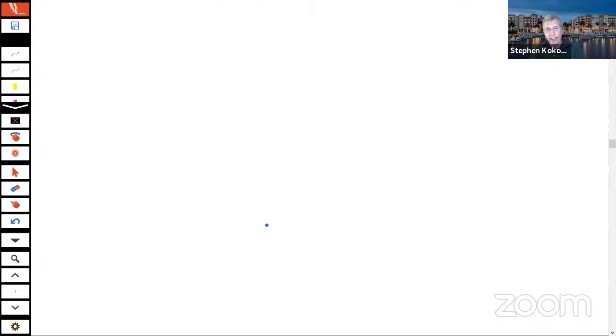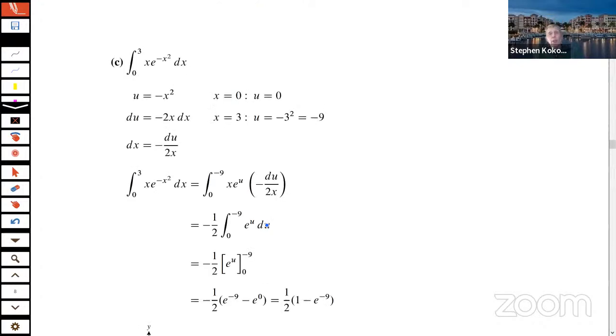Where'd it go? Here it is. The integral from 0 to 3 of x e to the minus x squared. Well, again, this is a U substitution problem. I've got to find an antiderivative here, so I'm going to let u be equal to minus x squared. You'll get a little bit of a flavor here of how I like to do these problems. I've got to find du.